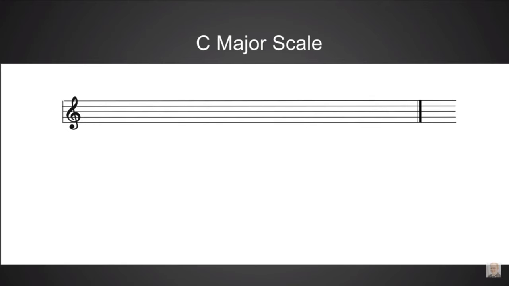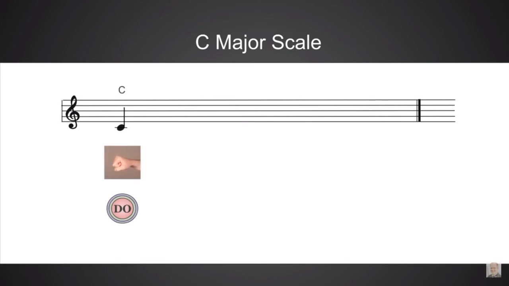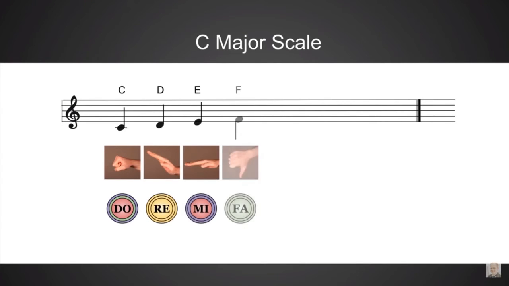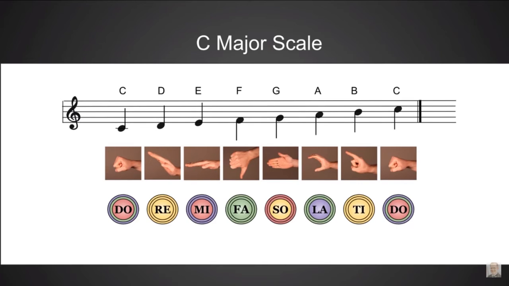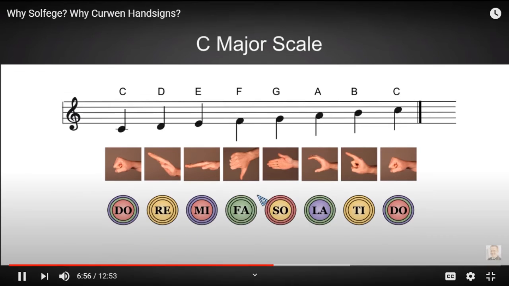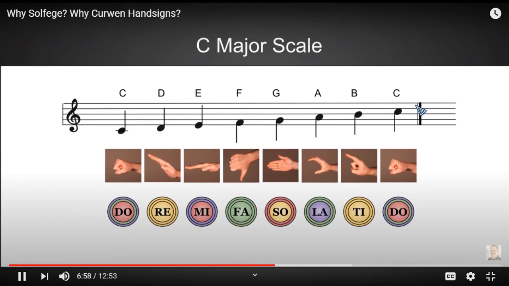Let's have some fun here. Let's sing a C major scale together. Here is do, do, re, mi, fa, sol, la, ti, do. In this slide, you can see solfege on the bottom, the Kirwan hand sign above that, the actual notation for the note, and then the letter name.